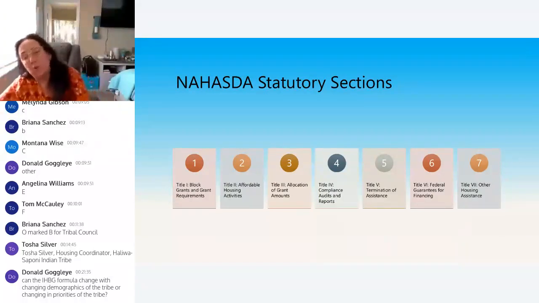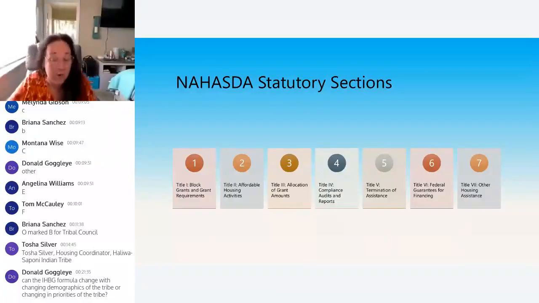So Title 1 is the block grant and the grant requirements. 2 is your allowable affordable housing activities. 3 is your allocation of your grant amounts. 4, compliance audits and reports. Title 5 is your termination of assistance. 6 is the federal guarantees for financing, and 7 is our other housing assistance.